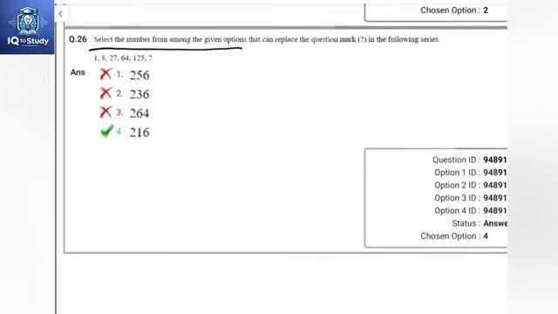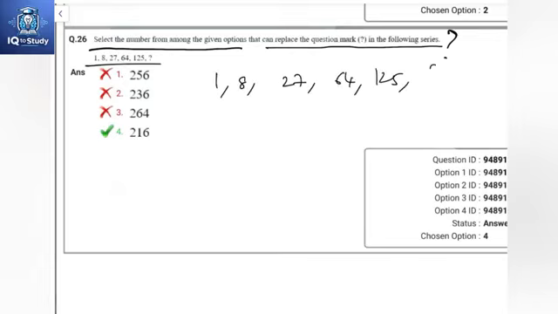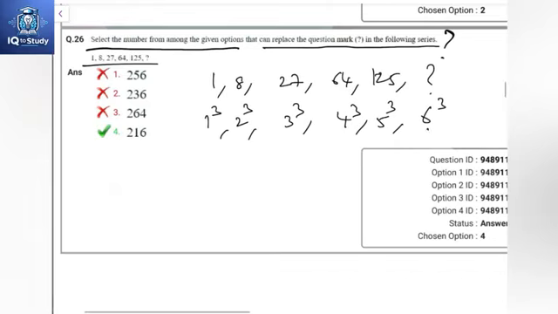Select the number from among the given options that can replace the question mark in the following series. Given the series is 1, 8, 27, 64, 125 and question mark. Here 1 cube is 1, 2 cube is 8, 3 cube is 27, 4 cube is 64, 5 cube is 125 and the next in the series is 6 cube. We know that 6 cube is equal to 216. So option 4, 216 is correct.